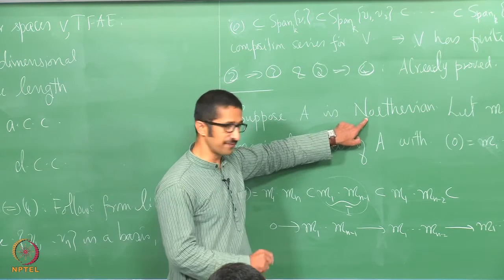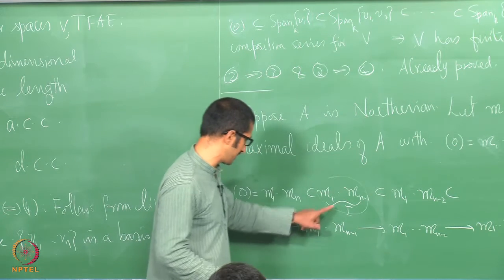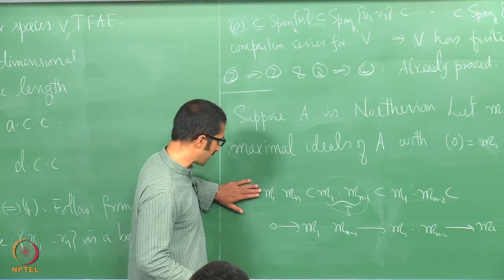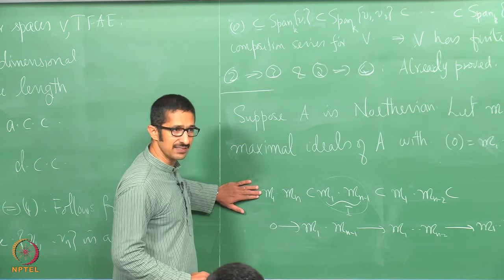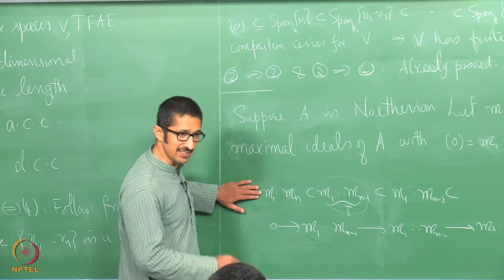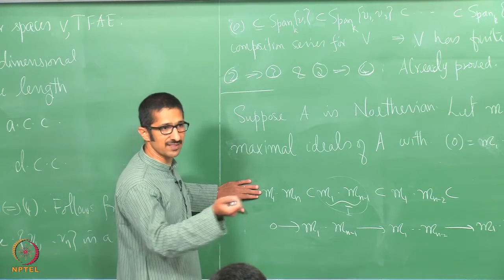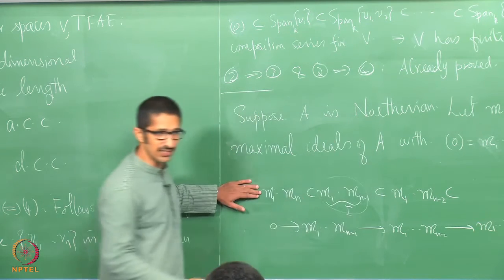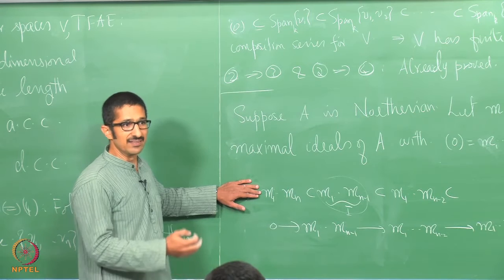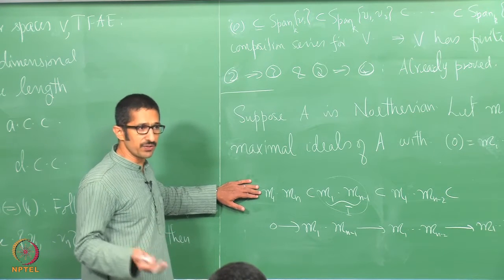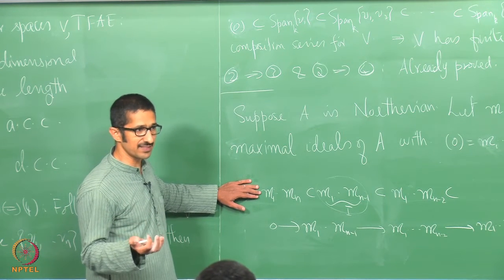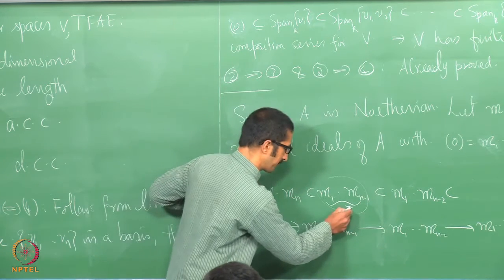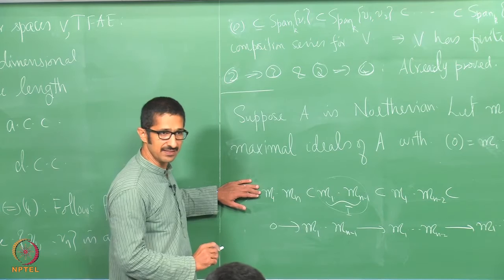We are making use of the fact that this is Noetherian. What is this? This is I mod Mn I, a vector space generated by generators of I. I is an ideal in a Noetherian ring. Every submodule is finitely generated, or every ideal is finitely generated. So, therefore, this is finitely generated.